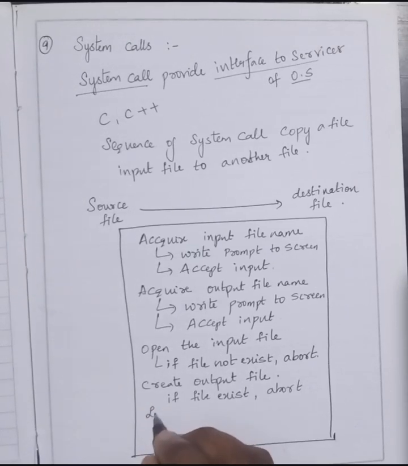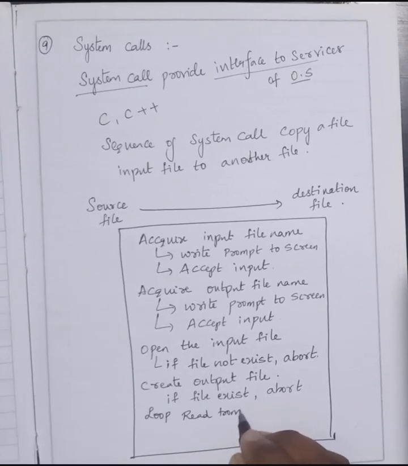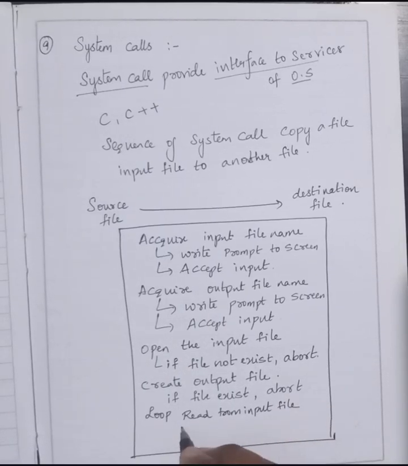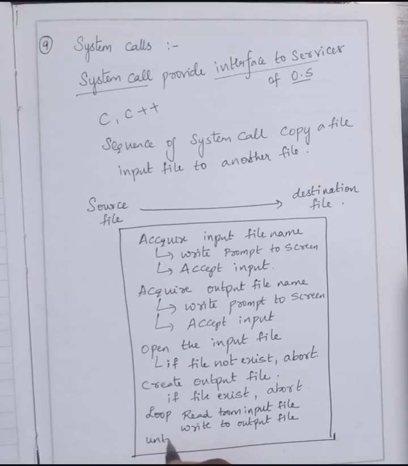Then we'll have a loop. In the loop, we read from the input file, read all the content, and write it to the output file. We copy all the content to the output file until read fails, that is, when there is no more data. Then we'll close the output file.